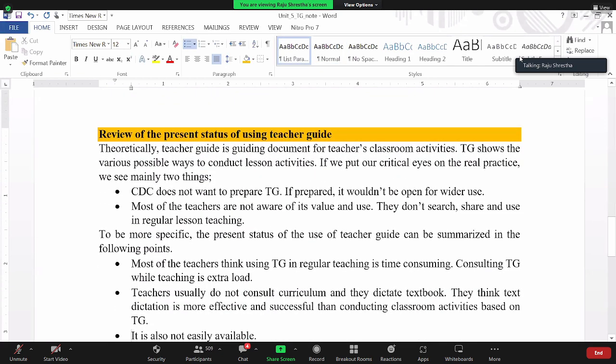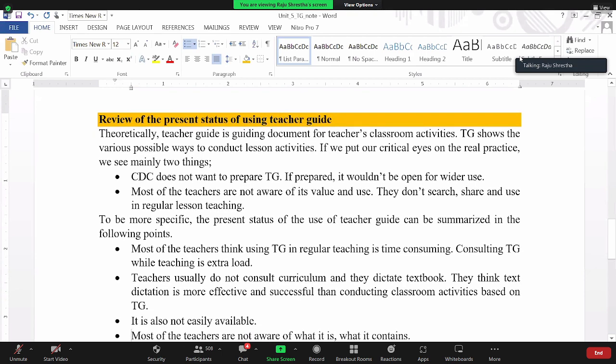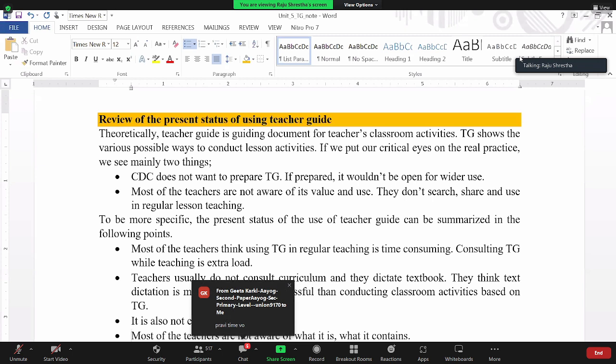How much is TG used, how is it used? Then we have to review that also. Like CDC does not want to prepare TG first. If prepared, it wouldn't be open for wider use. Most of the teachers, all the teachers across the country, they don't get it. And what happens? They want to have such interest and desire to search, to select, to use in the classroom.